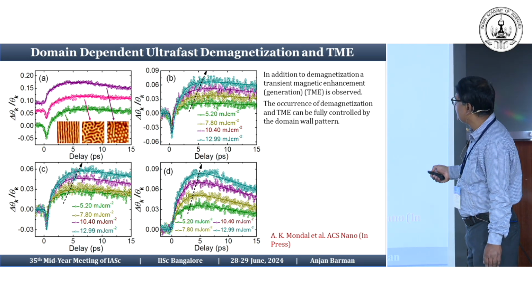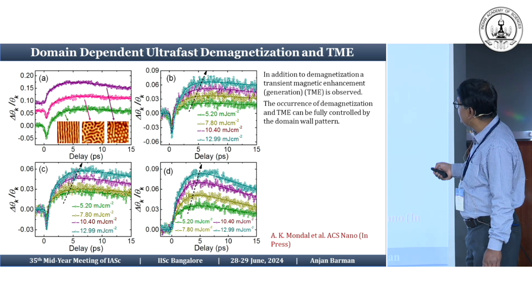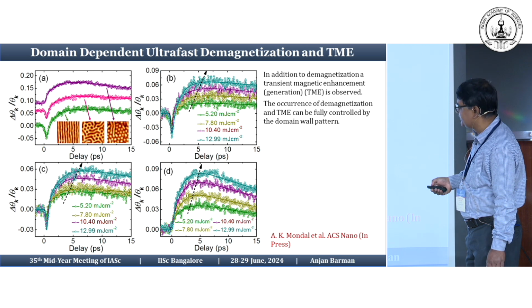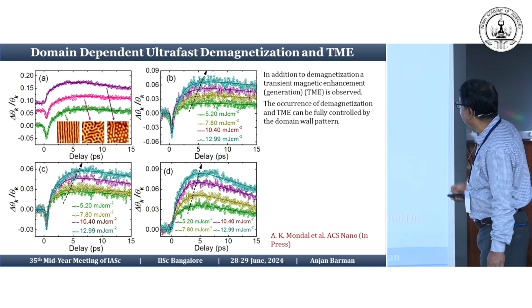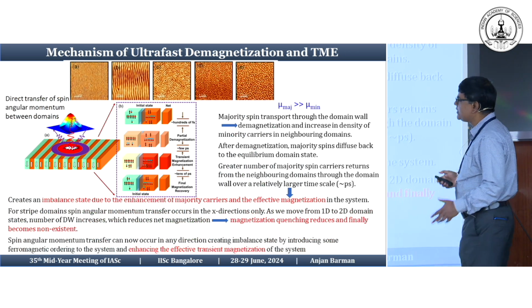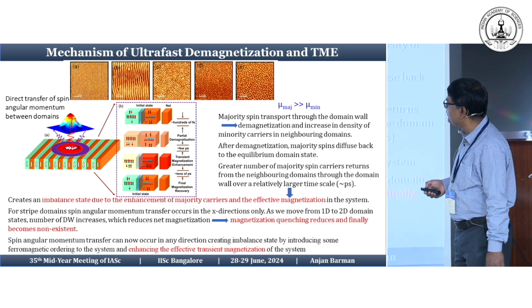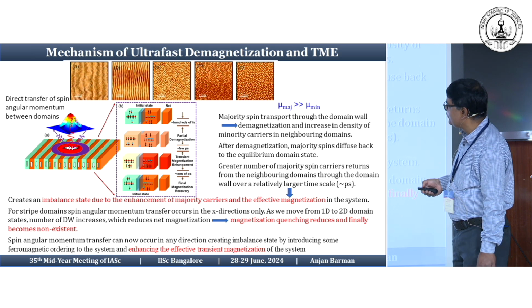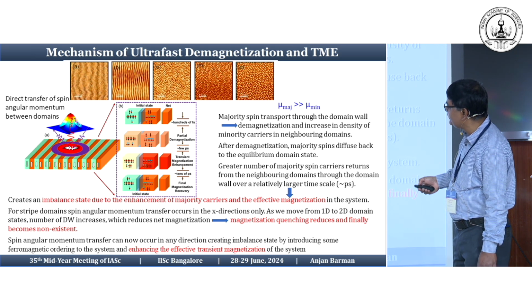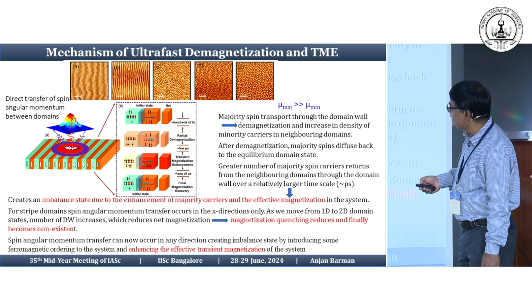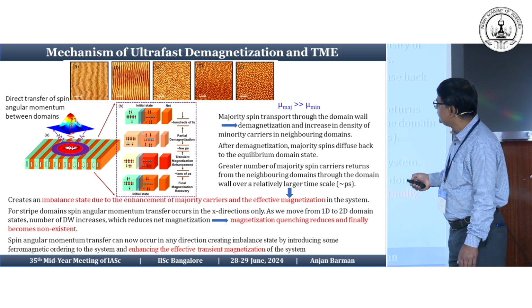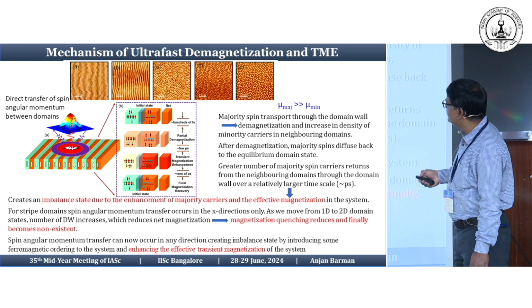remains sort of consistent with the pump fluence. So if I change the pump fluence, only the magnitude and the time changes, but qualitatively they remain the same. So we try to understand why this is happening by developing a spin transport model, a hand-waving model of course. So we took the domain walls, let's say we have the stripe domains only, and we are pumping and probing the domain walls. So initially we have two different channels.